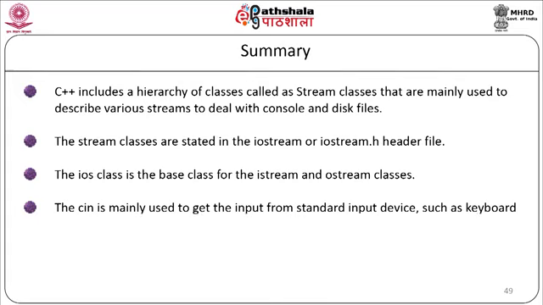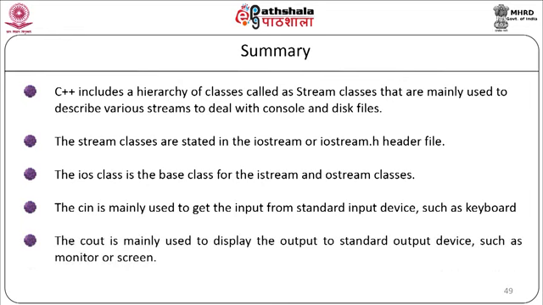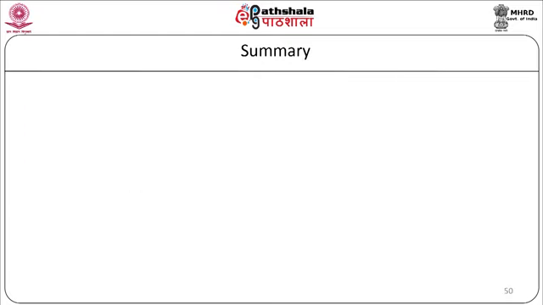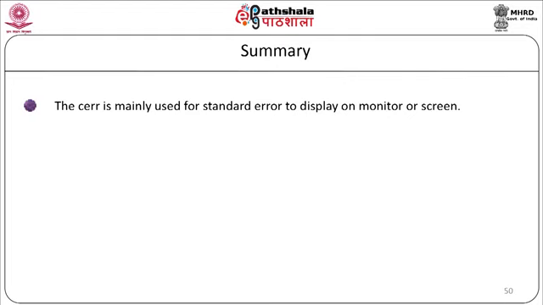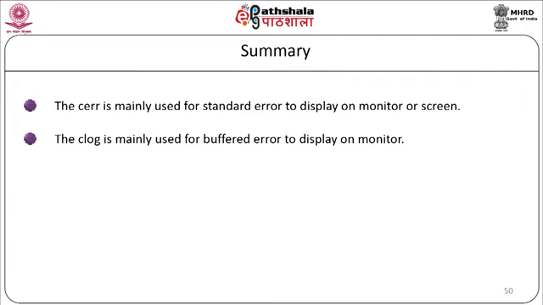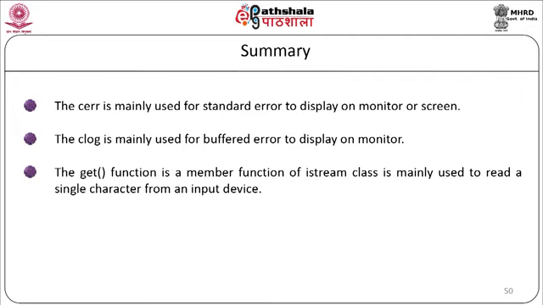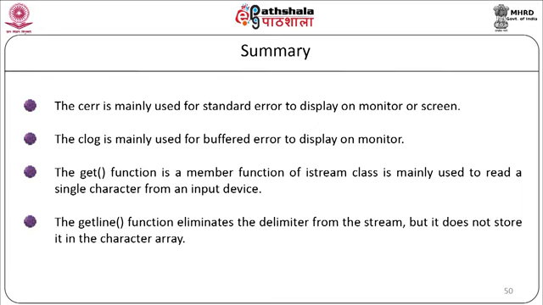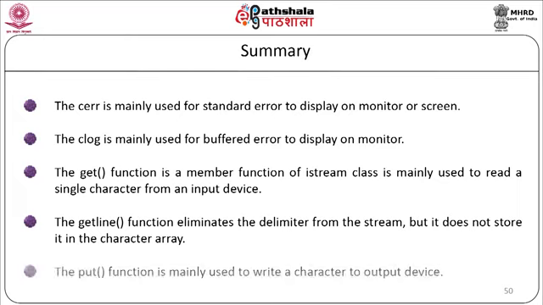The cin is mainly used to get the input from the standard input device such as keyboard. The cout is mainly used to display the output onto standard output device such as monitor or screen. The cerr is mainly used for standard error to display on monitor or screen. The clog is mainly used for buffered error to display on monitor. The get function is a member function of istream class and is mainly used to read a single character from an input device. The getline function eliminates the delimiter from the stream but does not store it in the character array. The put function is mainly used to write the character to output device.